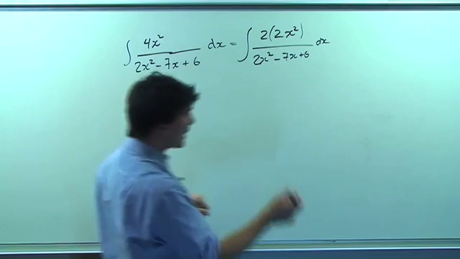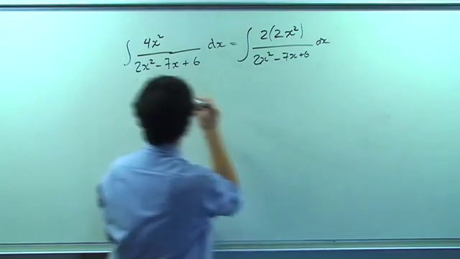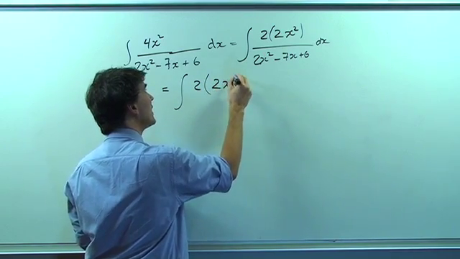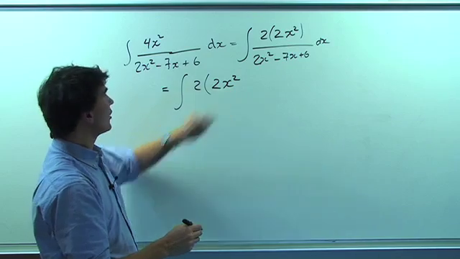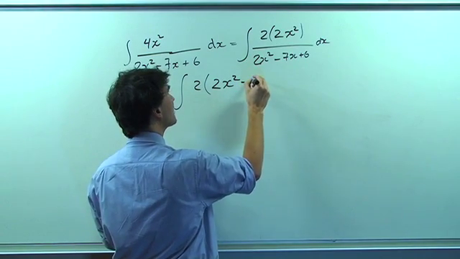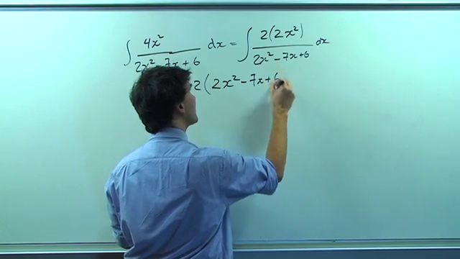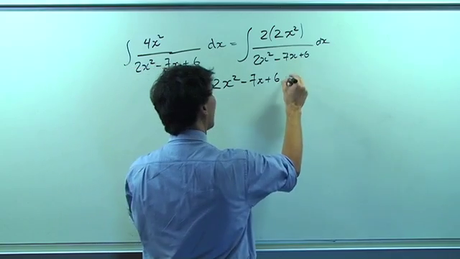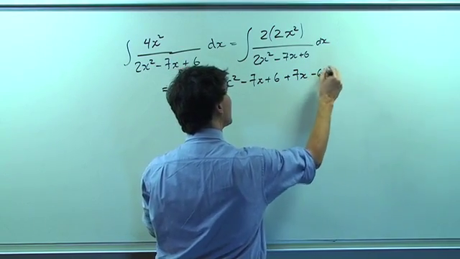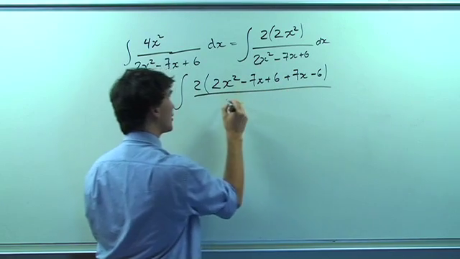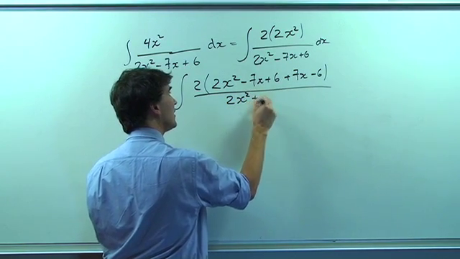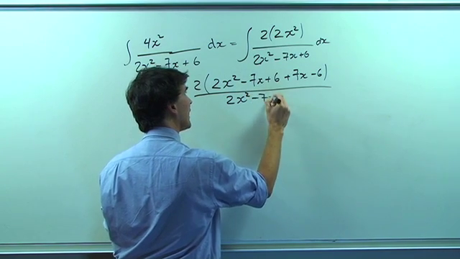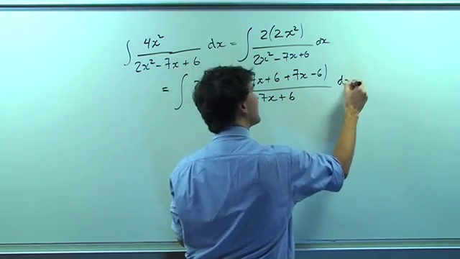So this we can now write as, I need a bit more space, the integral of 2 times, and now I want to make the rest of this look exactly like the denominator. So let's make it 2x squared minus 7x plus 6. Now I've subtracted 7x and I've added 6, so I have to add 7x and subtract 6 to make it so that I haven't actually changed anything. So: 2x squared minus 7x plus 6, and that is an integral dx.